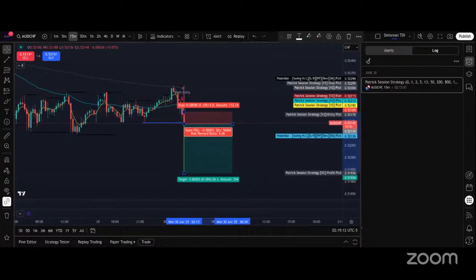AUD, CHF, the Australian dollar to the Swiss franc. It's a 15-minute confirmation sell with a 4.06, which is the reward ratio. Take profit at 0.51936, and that's going to be for 20 pips. Little quick snack. Stop loss is 0.52189. That's going to be for 5 pips. And entry price is going to be 0.52139.